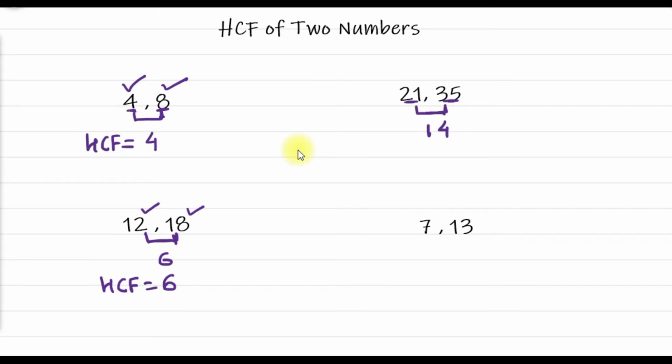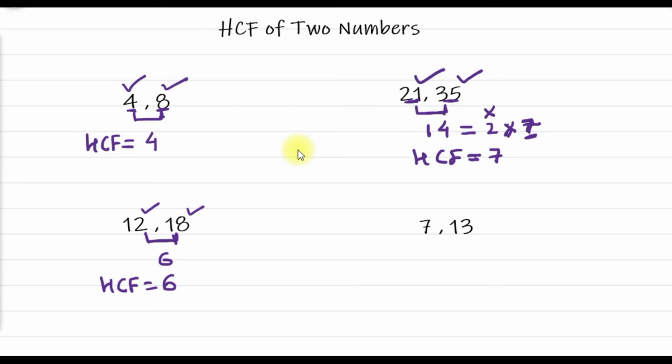So in this case you have to factorize 14. The factors of 14 are 2 and 7, or more precisely 2 into 7. This time you cross-check whether your two numbers are divisible by any of the two factors or not. Quite obviously both the numbers are not divisible by 2, so 2 cannot be the HCF. Let's try it for 7. 21 is divisible by 7 and 35 is also divisible by 7. So in this case, your HCF is going to be 7.